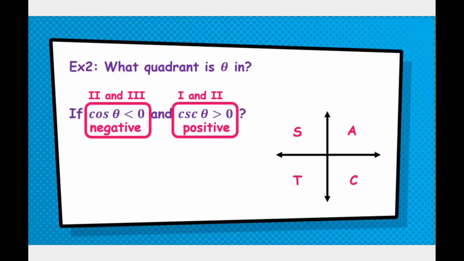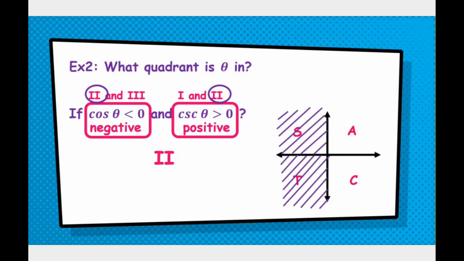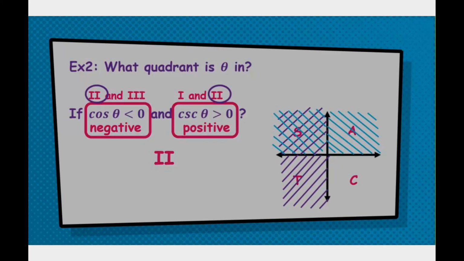So where are both of these things true? We'll look to see what happens in both of them. We have quadrant 2 under cosine and quadrant 2 under cosecant. So that must be what we're looking for. This is in quadrant 2. If I shaded that region, I'm just going to shade quadrants 2 and 3 for the cosine less than 0. And then where cosecant is greater than 0, think about where sine is positive. That's in quadrants 1 and 2. They overlap in quadrant 2.